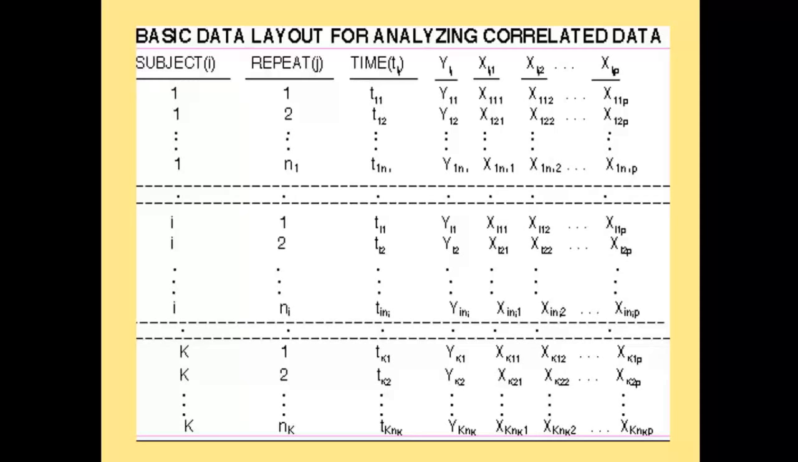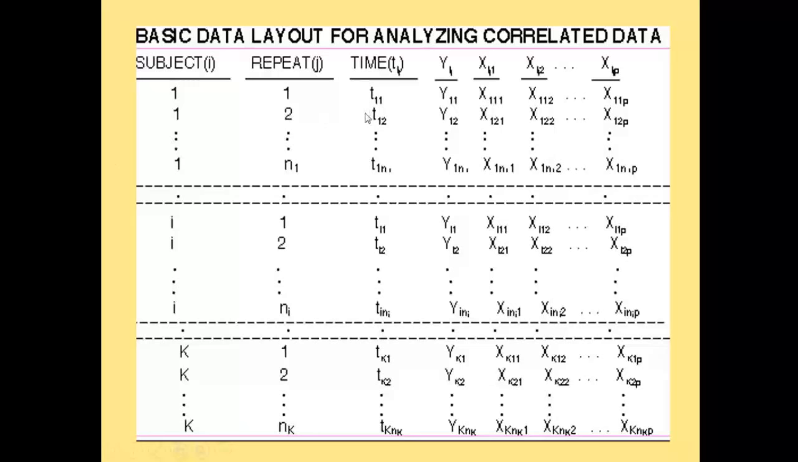So what we're doing is, for each cluster, we have as many rows of data as we have observations within a cluster. The first cluster, we have n sub 1 rows. The last cluster, we have n sub K rows. And the ith cluster, we have n sub i rows, because we're allowing the number of observations within the cluster to be different. That's what the data layout looks like, at least as far as subject and repeats.